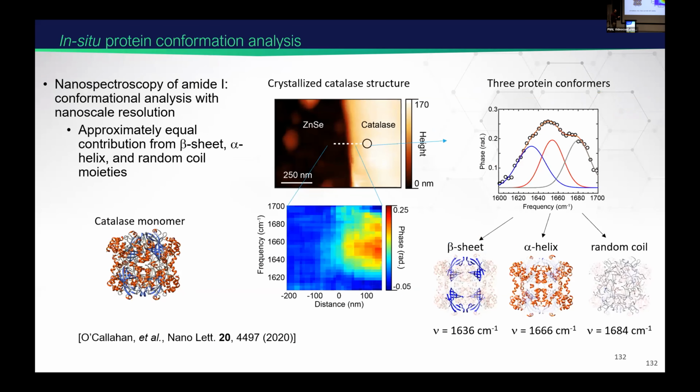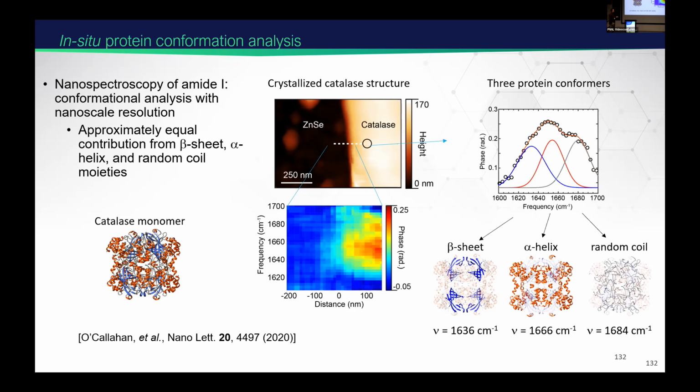So a bit of proof of concept of this technique we've done: this imaging of this crystallized catalase structure in liquid. This is a protein layer that's about 150 nanometers high. And we can park at one point and obtain an IR spectrum of this.